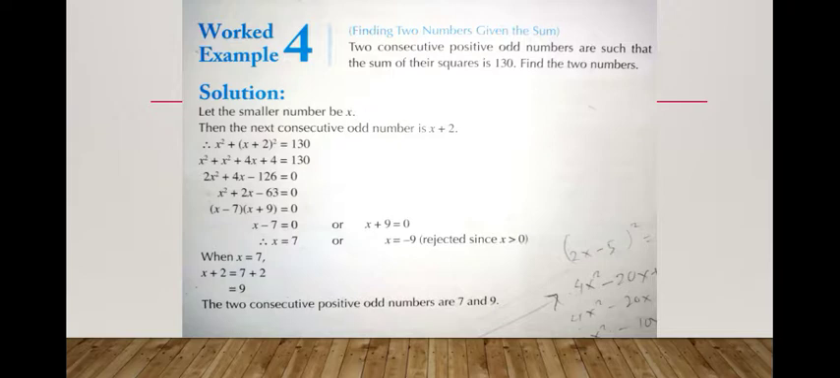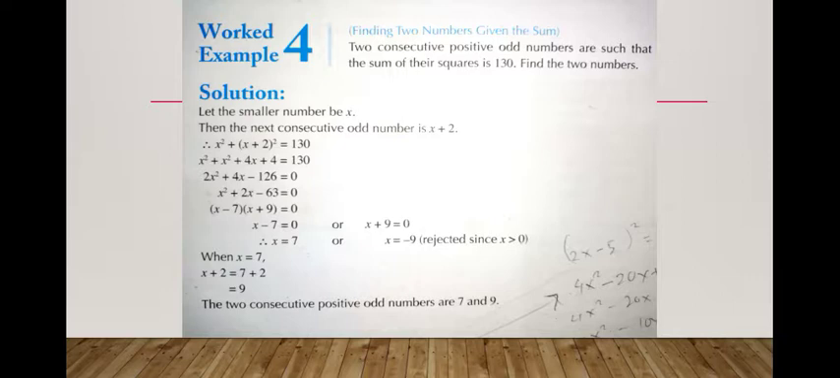Okay, let's see how they turn this sentence here into a quadratic equation. So two consecutive positive odd numbers, that will be x and x plus 2. Let me tell you the reason why. The first positive odd number we don't know, right? We don't know the value, so we just symbolize it as x.